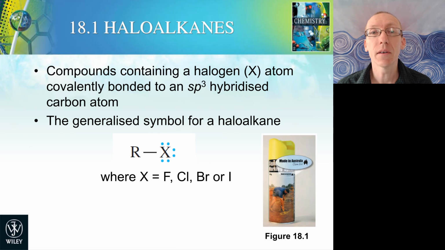All right, let's talk about haloalkanes. Haloalkanes are organic compounds where we have a hydrocarbon group that is bonded to a halogen. They've got the general formula RX. So the R group stands for an alkyl group and the X is a halogen. And obviously the X could be fluorine, chlorine, bromine, or iodine.